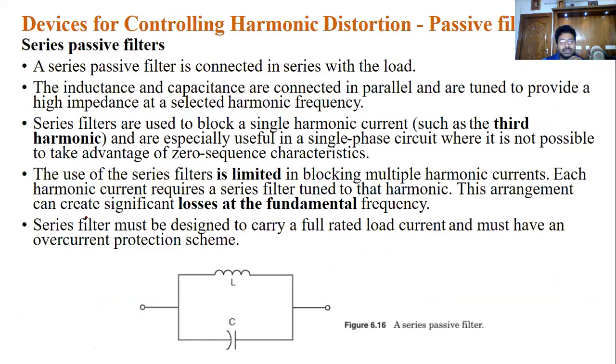See this, series passive filters. What is the advantage of this one? A single filter is sufficient to block the third order harmonics also. It is very advantageous: the cost, the size, the maintenance, all other things. Economically, series filters are better. What is the main drawback? It can limit not only the harmonic current, it can also limit the fundamental frequencies. So that is the drawback of series filters.